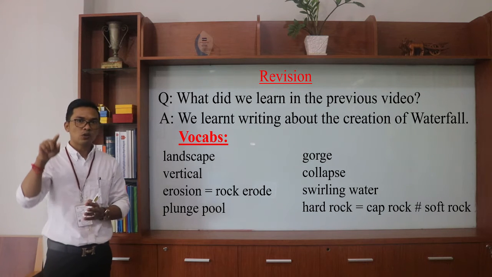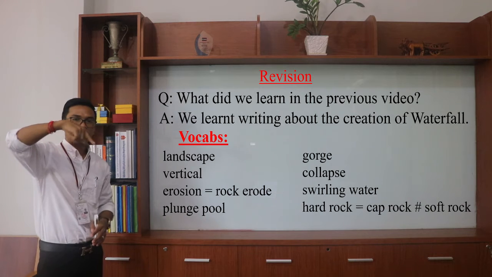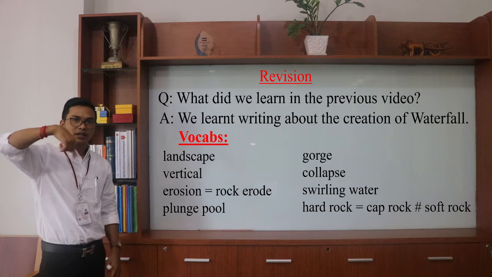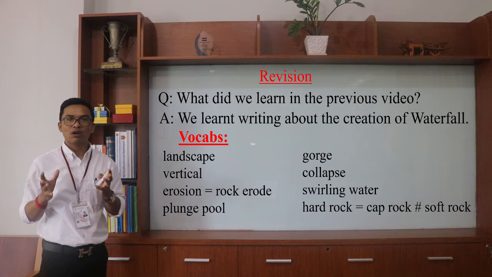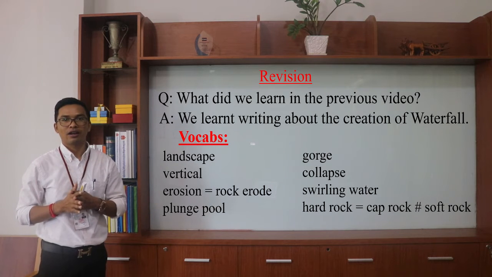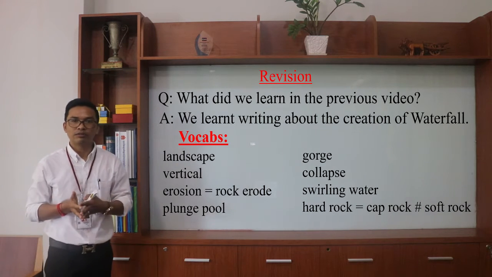Swirling water, you know swirling water? Swirling water means like this. When there is a storm, it often swirls the water. And hard rock, cap rock, it is the opposite of soft rock. So that's it about the vocabulary that you have learned with me so far.